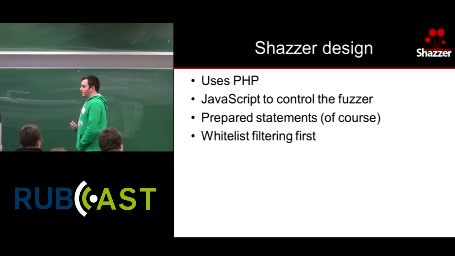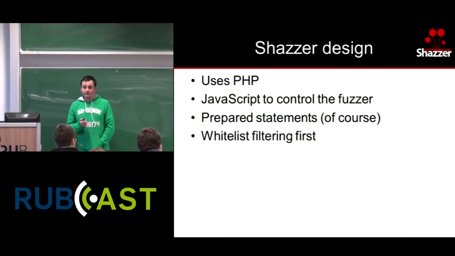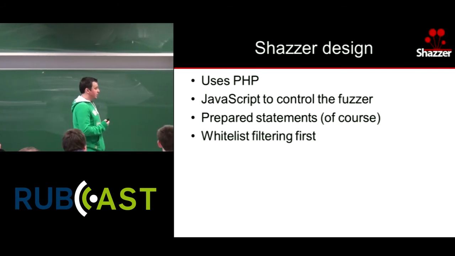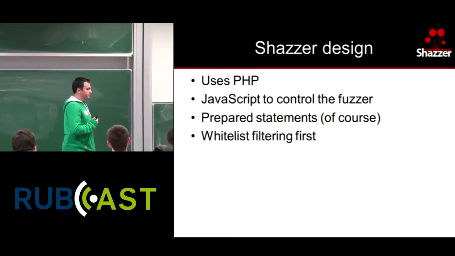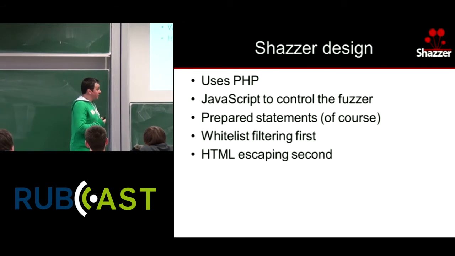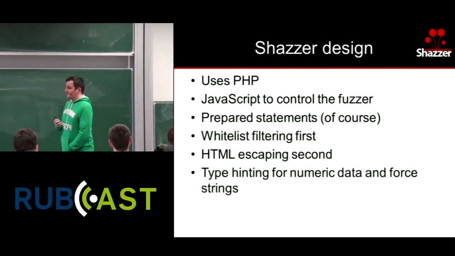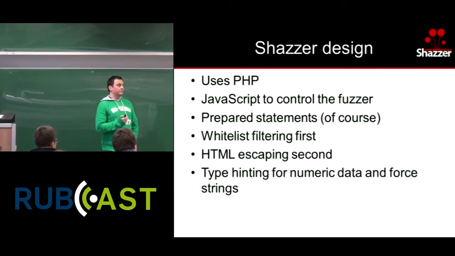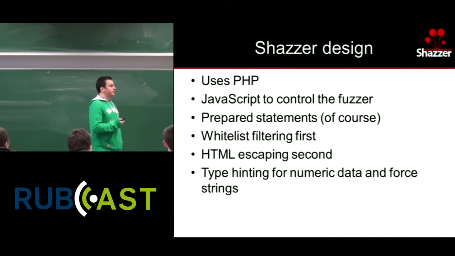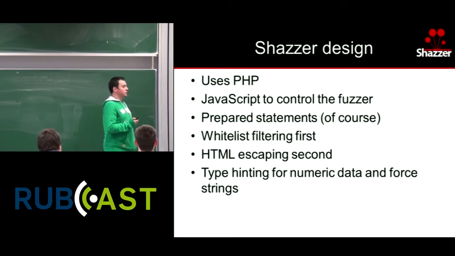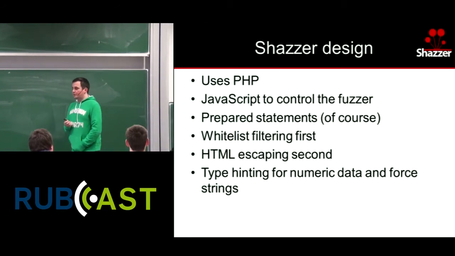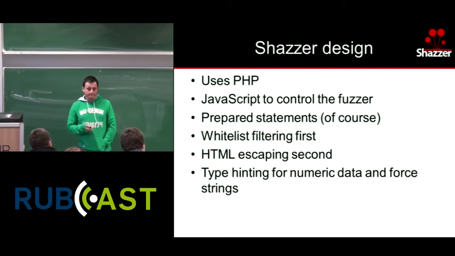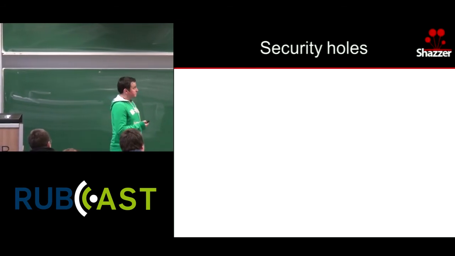So the process I do is I whitelist my filtering first. I make sure that all my data is whitelisted. So a description of the vector will be whitelisted, and it will be HTML escaped after that. I use type hinting for numeric data and to force strings, because PHP allows you to specify a GET variable as an array, which I don't want to happen in certain instances when you're calling a regular expression on it.